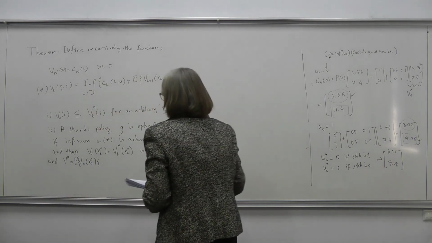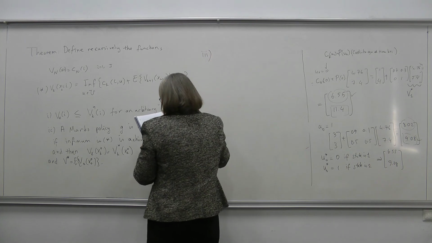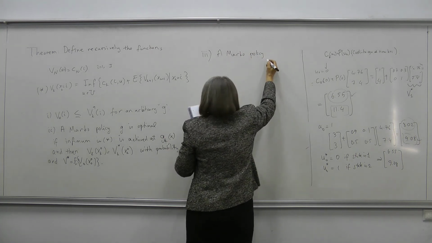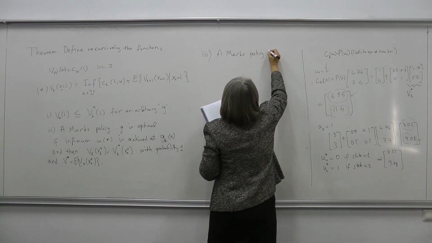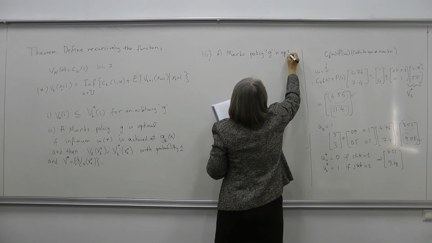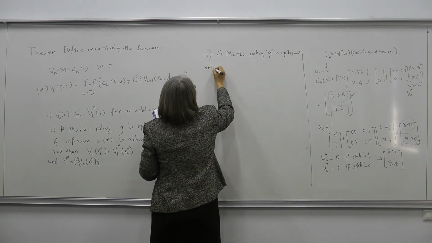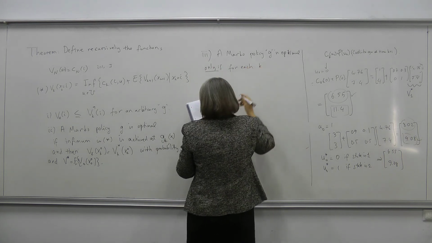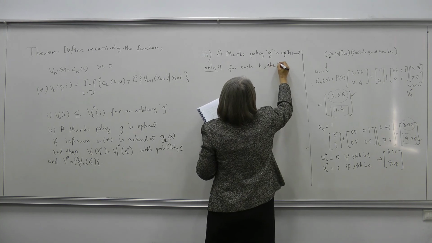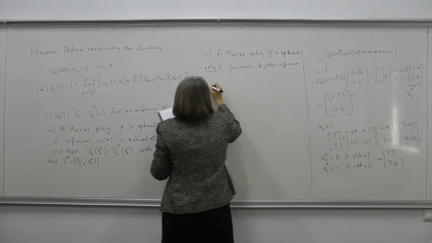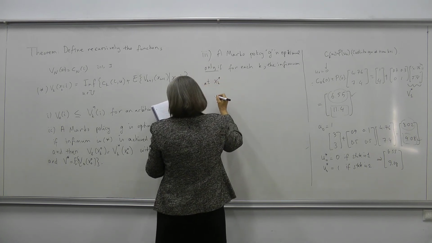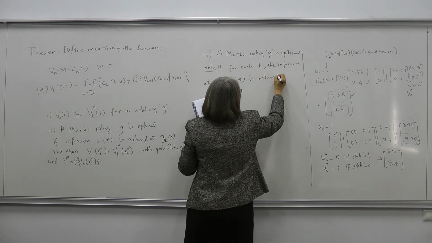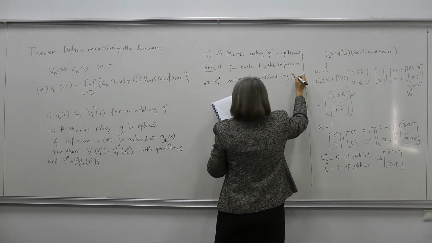The third statement, a Markov policy G is optimal only if for each k the infimum at x_k^g in star is achieved by G sub k of x_k^g.